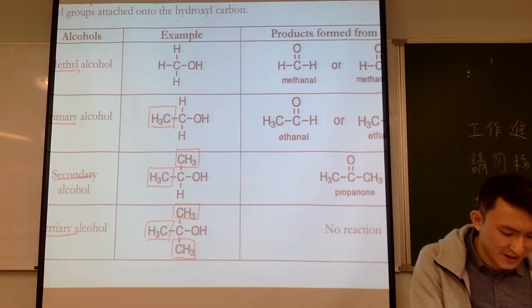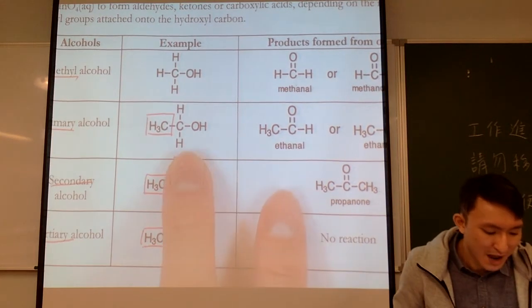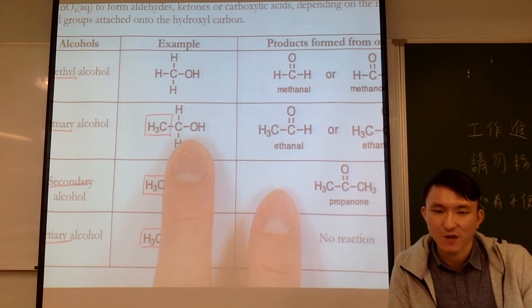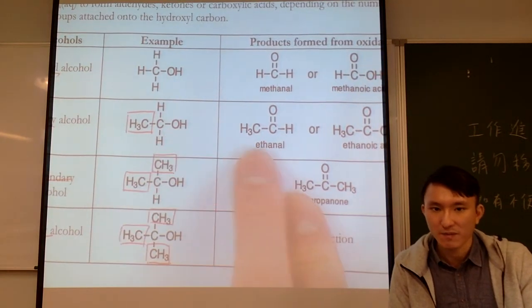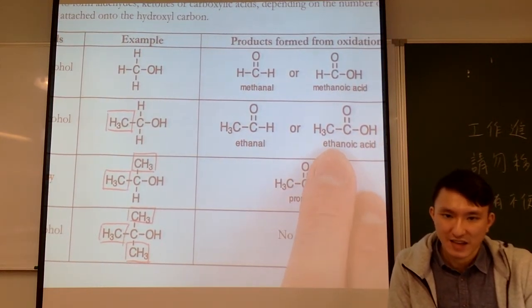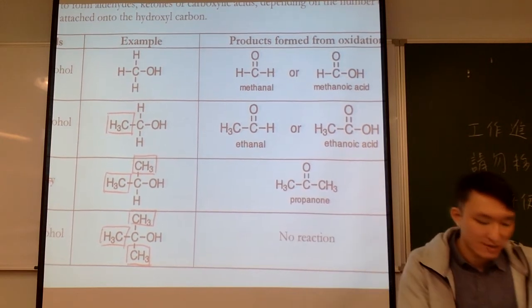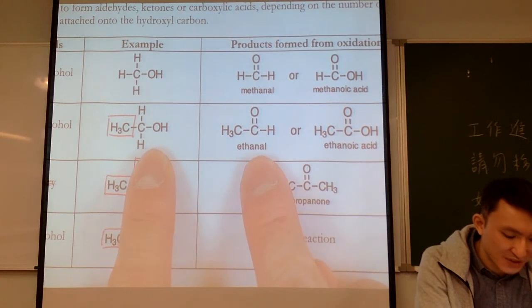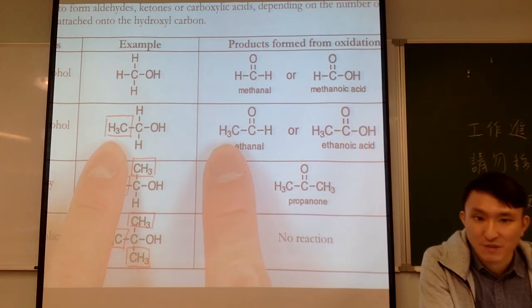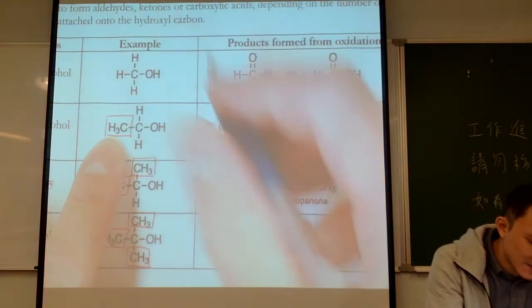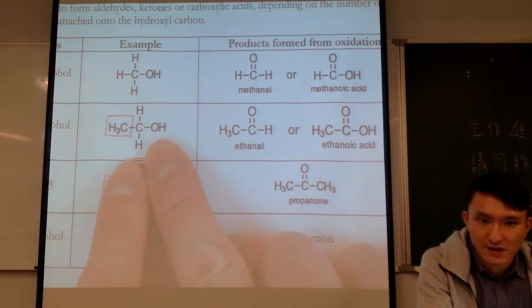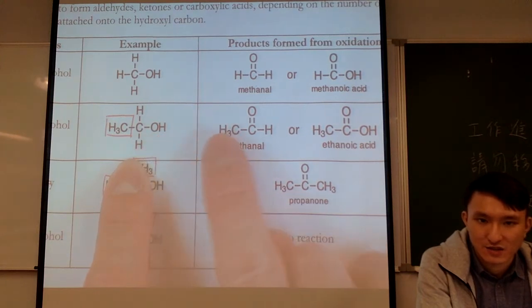Okay, and here you may notice for primary alcohol, when they undergo reaction, it can form two different products. It can form aldehyde. It can also form carboxylic acid. Okay? Now let's look at it one by one. Now, if you try to compare these two, we don't have to look at the methyl group because it doesn't change. When you look at this part and this part, how many oxygen atoms are here? How many hydrogen atoms are here? And so for this one.